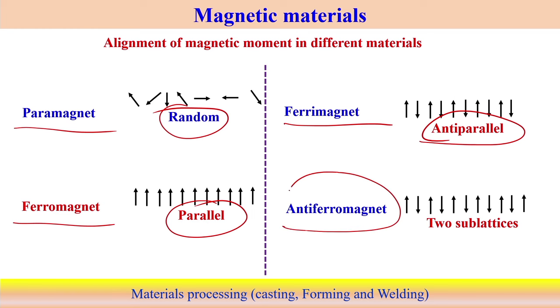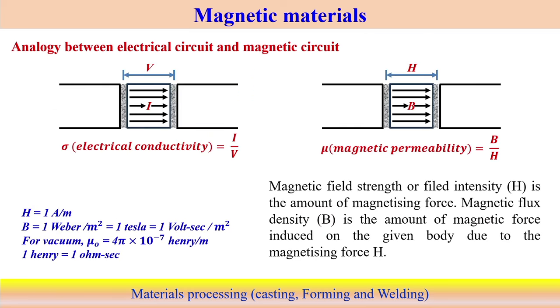In the anti-ferromagnet, we also see anti-parallel magnetic moments, but in this case the anti-parallel moments cancel out the magnetic field effect. We represent this in terms of two sublattices, which follow this anti-parallel effect associated with the different types of anti-ferromagnetism properties.